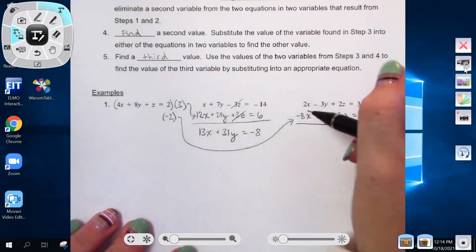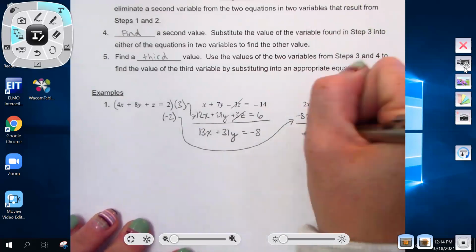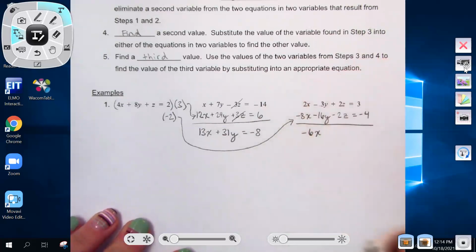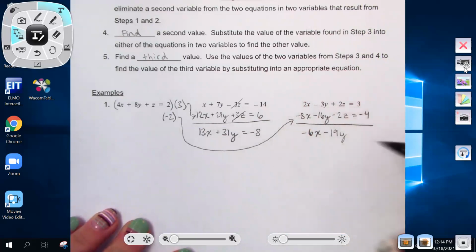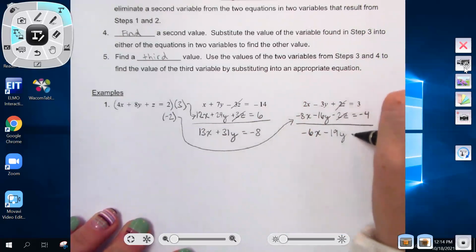Now when we add, 2x plus negative 8x is negative 6x. Negative 3y plus negative 16y is negative 19y. The 2z and the negative 2z cancel. 3 plus negative 4 is negative 1.